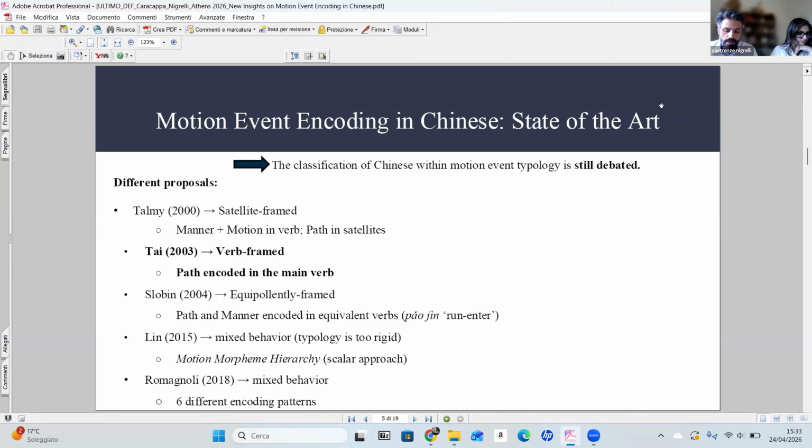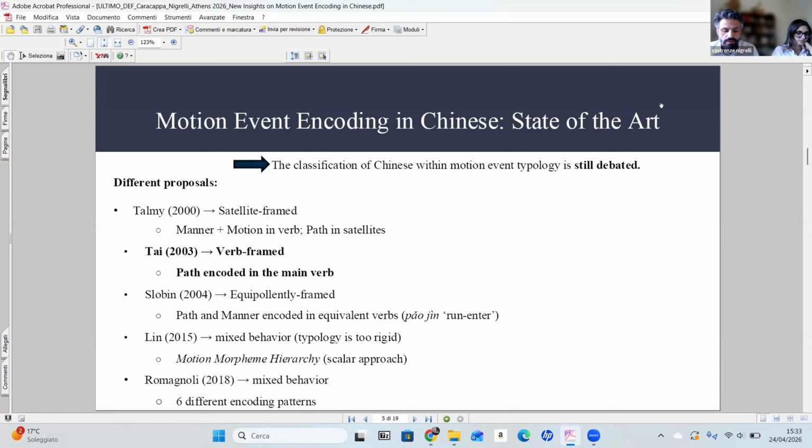Talmy considered Chinese a satellite-framed language, arguing that motion and manner are encoded in the main verb, while path is expressed through additional elements functioning as satellites, as in constructions such as fei guo, flying across. In contrast, Tai classifies Chinese as a verb-framed language on the basis that path is encoded in a verb that can independently function as the main predicate.